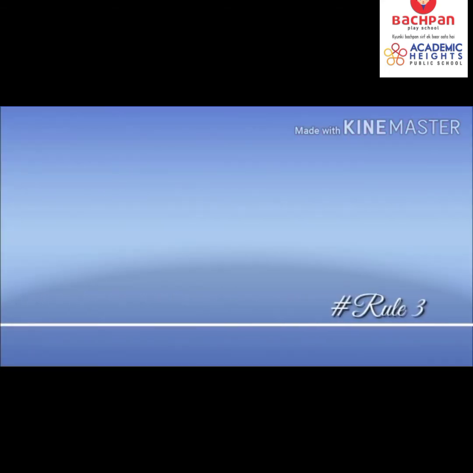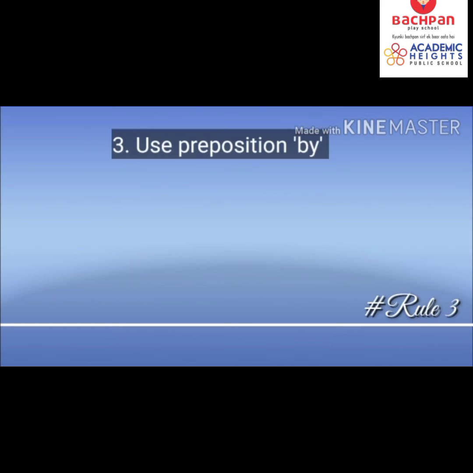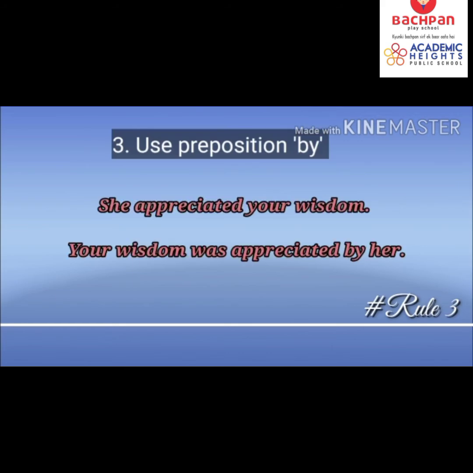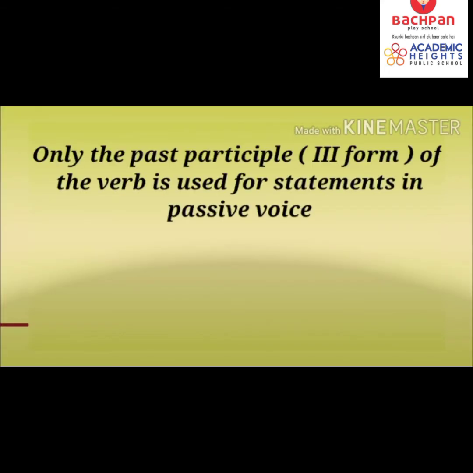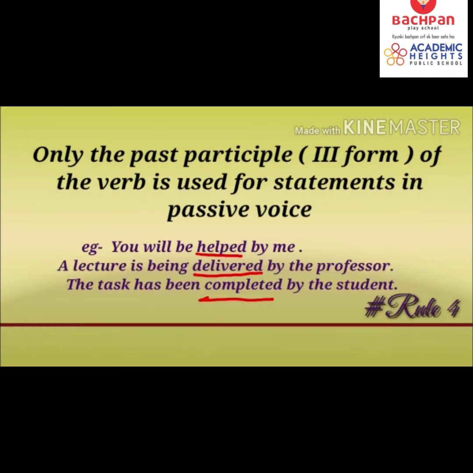Number 3, use of preposition by. While changing a sentence from active voice into passive voice, the actual agent, meaning the subject of the verb in active voice, is made the agent. So the actual doer of the verb is preceded by the preposition by. Rule number 4. Only the past participle, that means the third form of the verb. So only the past participle of the main verb is used for statements in the passive voice.